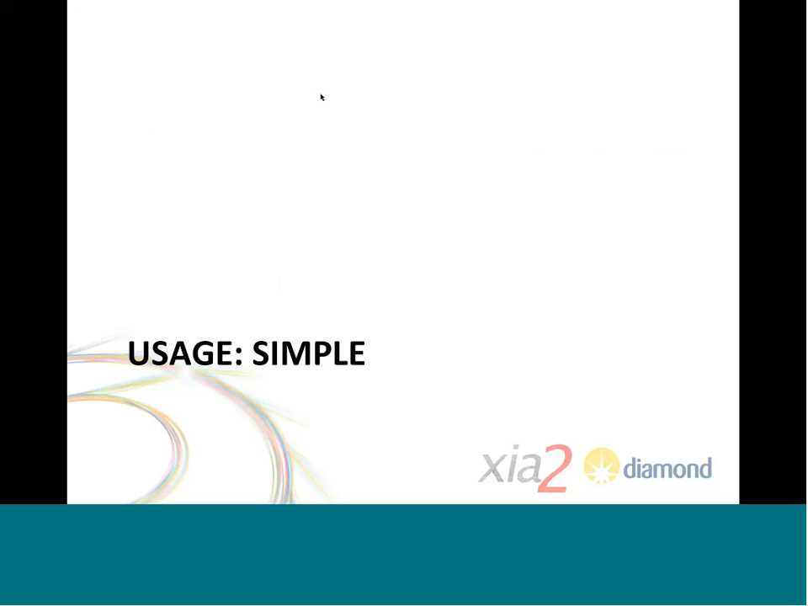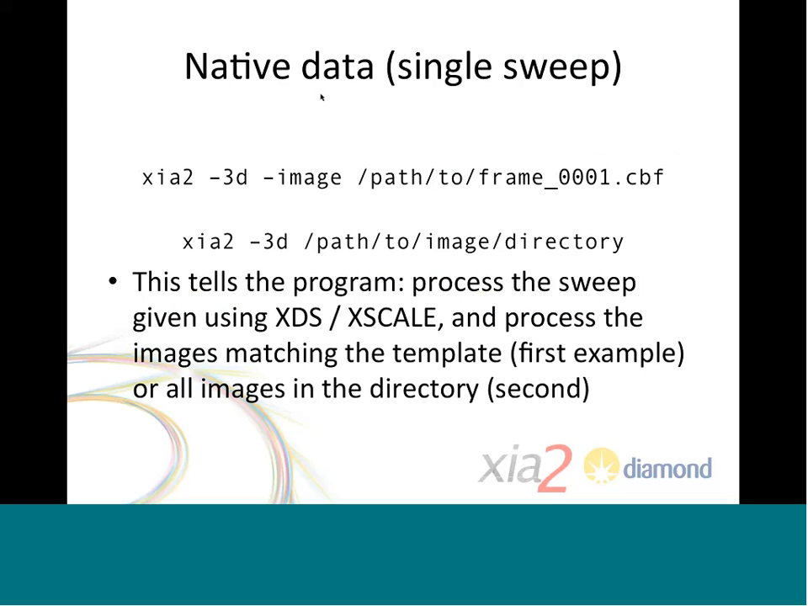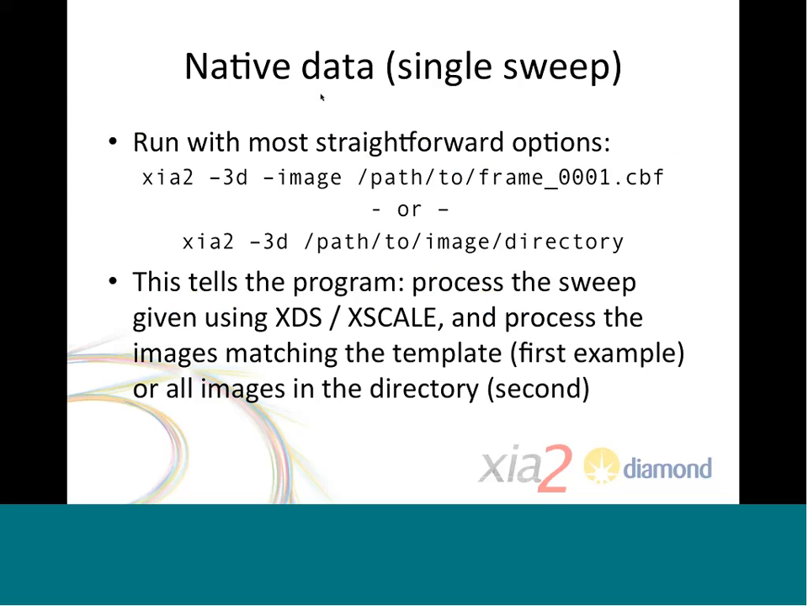Okay, so I thought I would start with demonstrating a simple case of processing a boring data set. It's simple usage, so you just give it xia2 -3d or -2d. I'll cover that in a moment. You can either point it to an image, so it will simply process that sweep, or you can point it to a directory, in which case it will process every sweep it finds in that data set.